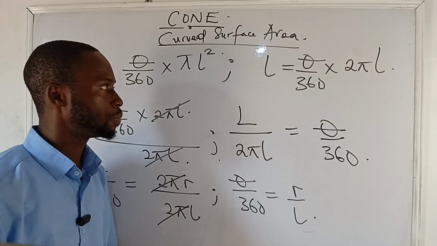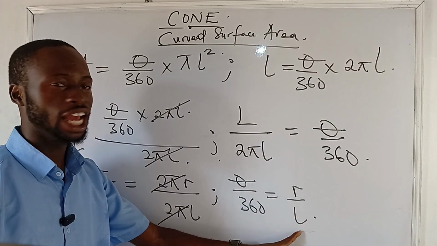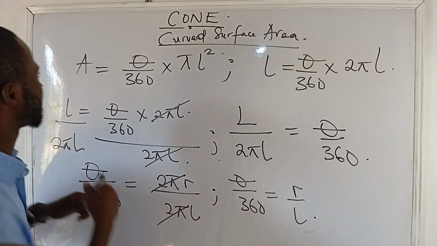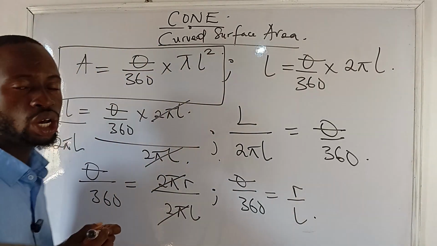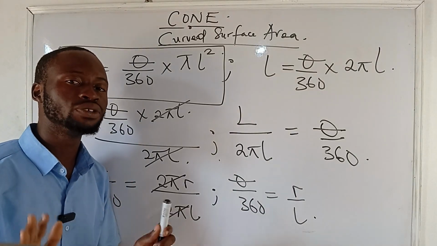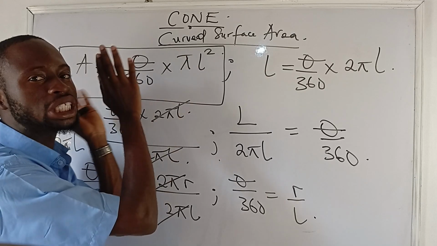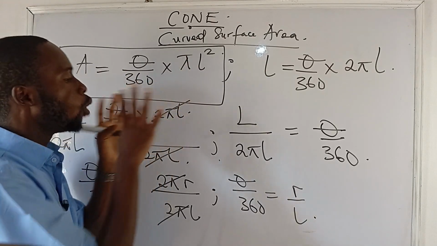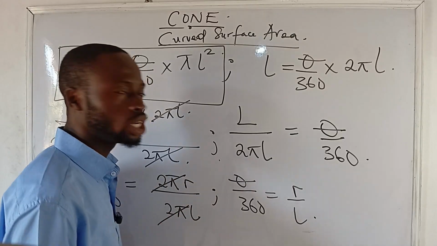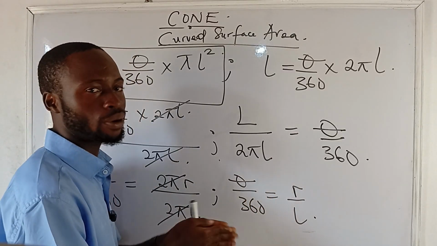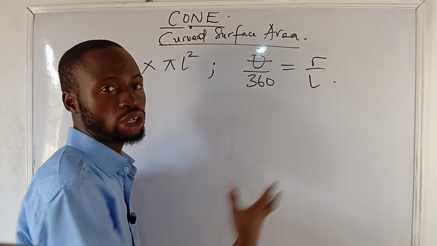Now we are getting to the last part. Since we know that theta over 360 equals r over L, let's put it inside this area of a sector, because we know already that the area of a sector is the curved surface area. So our goal is just to find what the area of the sector is. What we did was make sure that theta over 360 could be represented with R over L. That was our goal. We've already shown that theta over 360 equals R over L.